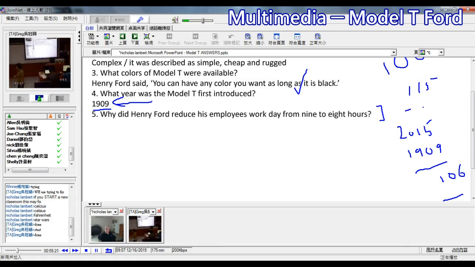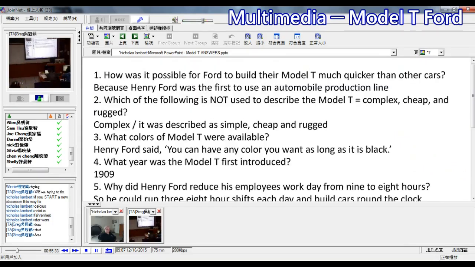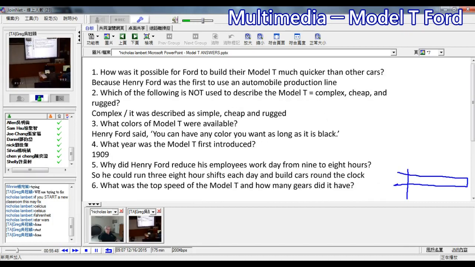Hi, Nicholas, I'm Nick. So he can have like 3 8-hour shifts each day. That's right. What's a shift? Each time you work, like a period. Like you switch to the next shift. That's right. So you work a certain amount of hours, 12 or 24 hours. Okay, so what was the top speed of the Model T and how many gears did it have?